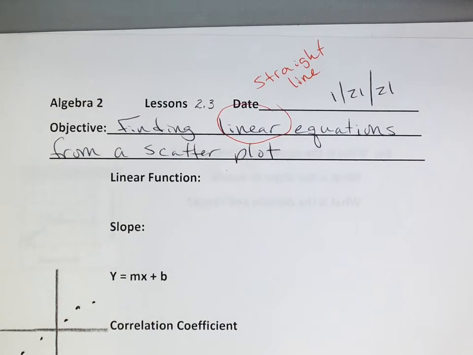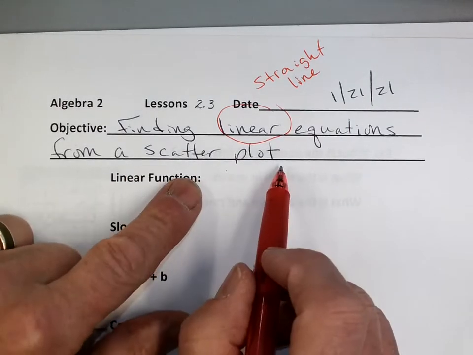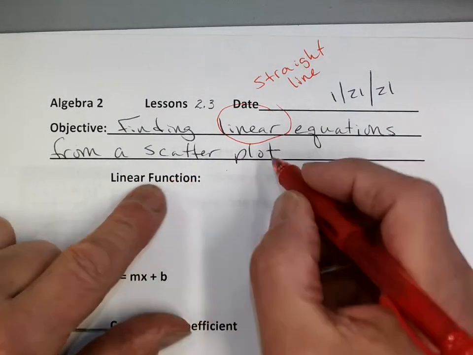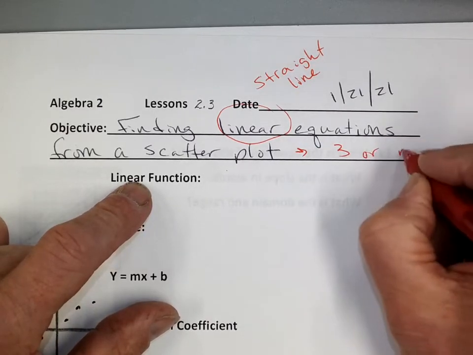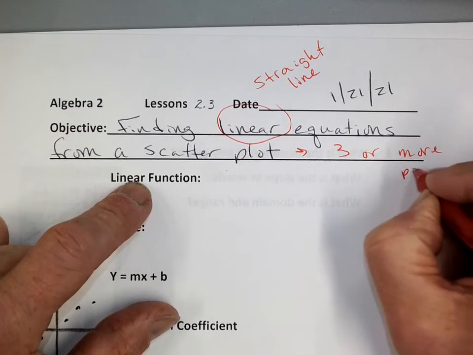We've learned about parabolas. Those are curvy, right? Absolute values, those aren't linear, but linear means it's going to be a straight line. From a scatter plot means usually more than 2 points. So a scatter plot is oftentimes 3 or more points.